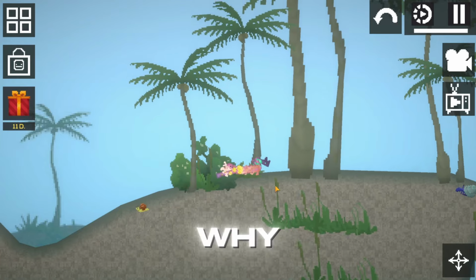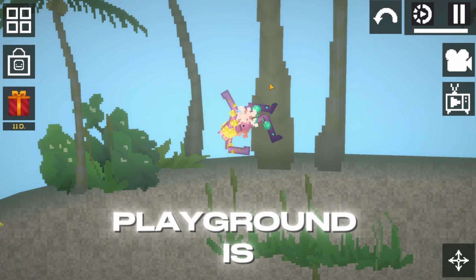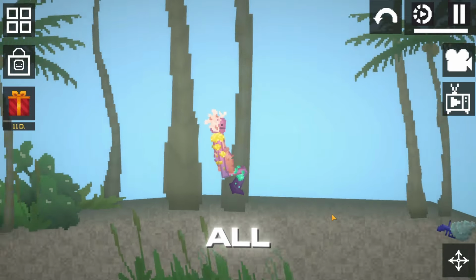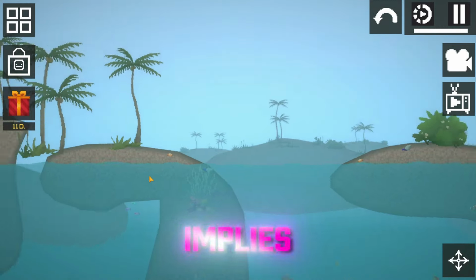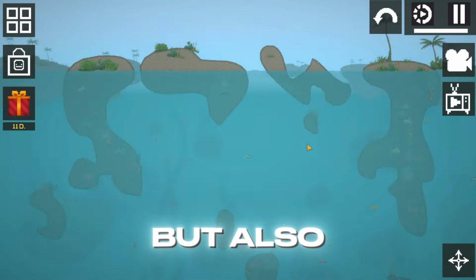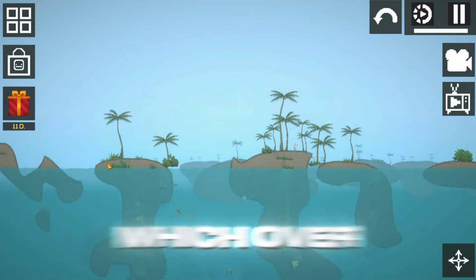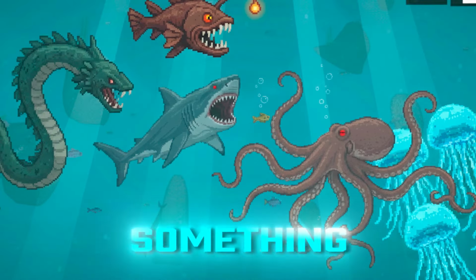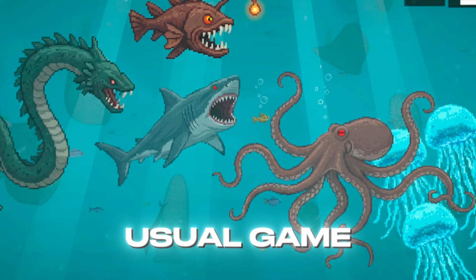Have you ever wondered why the endless ocean map in Melon Playground is called that? After all, the word endless implies not only the absence of boundaries, but also absolute emptiness, which over time begins to give rise to something terrifying that goes beyond the usual game code.